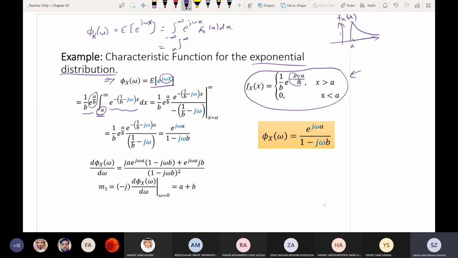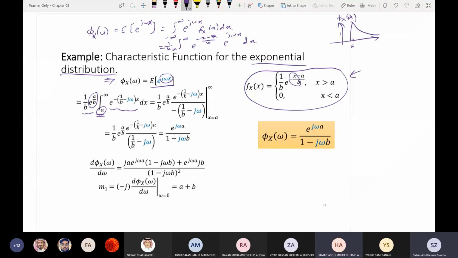Now we write the PDF. What is the PDF? It's 1 over b e to the minus (x minus a) over b, right? And then e to j omega x dx, right?